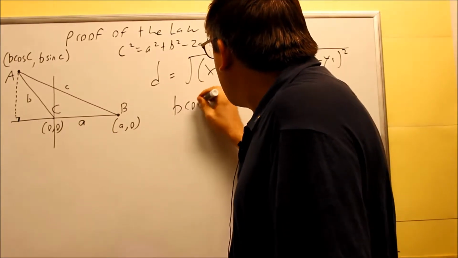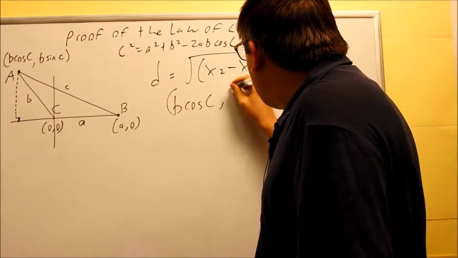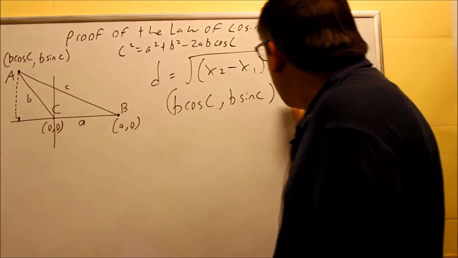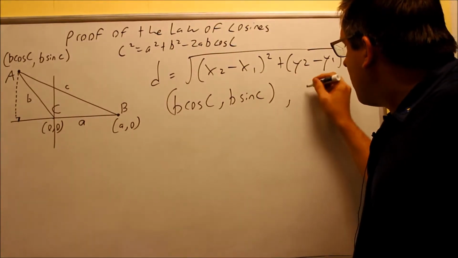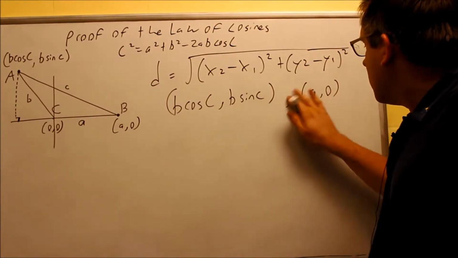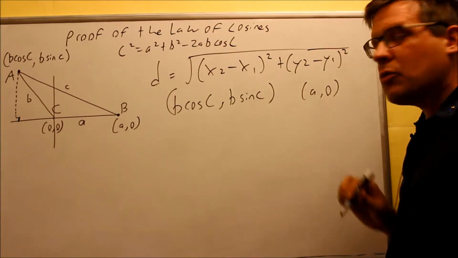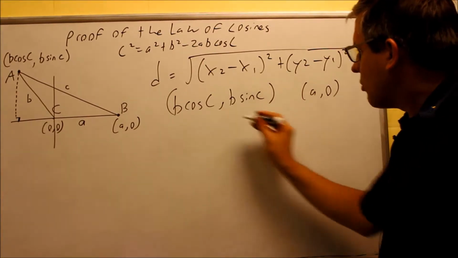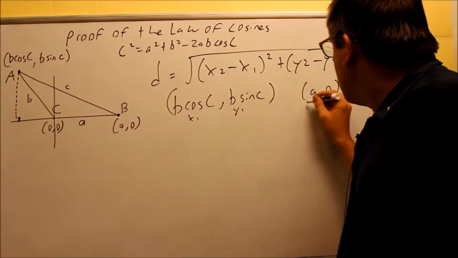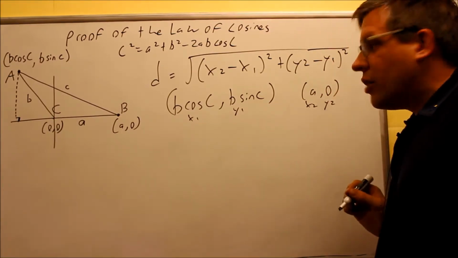I have b cosine c and b sine c. That's my first coordinate. The second point I'm going to use is a comma 0. These are my 2 points that I'm going to start with. So I'm going to label this one. This is x1, y1, and this is x2, y2. I have all that labeled.